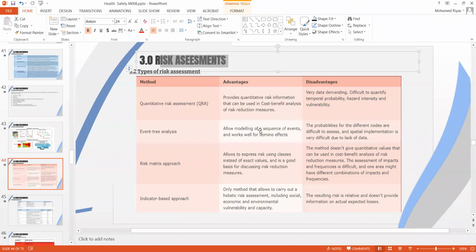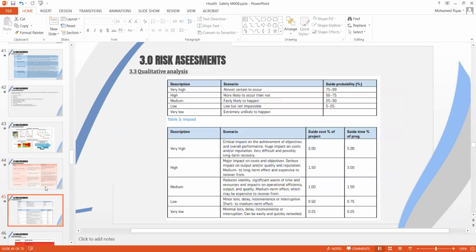Even tree analysis allows modeling of sequences of events, which, as we discussed, shows how one event, if affected, will have an impact on the other events. This could provide the overall picture of a particular risk, but again, it is difficult to assess. You might have event number one experiencing 80% of the risk transfer in terms of cost and time, while the other events might not have the same impact. So there are advantages and disadvantages. We can have a read when we have the theory part, which we'll share once we finish the lessons.